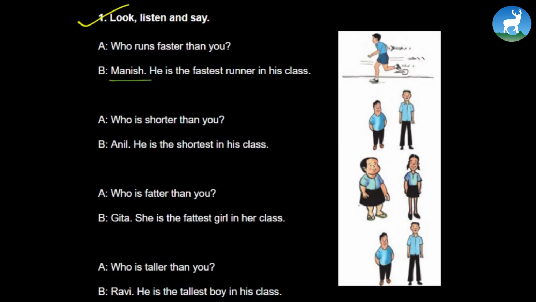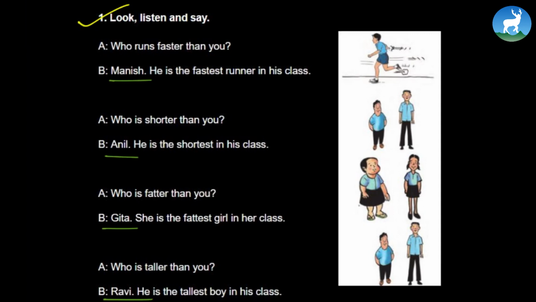Manish. He is the fastest runner in the class. Who is shorter than you? Anil. He is the shortest in the class. Who is fatter than you? Geeta. She is the fattest girl in her class. Who is taller than you? Ravi. He is the tallest boy in the class. Let's read out one more time.